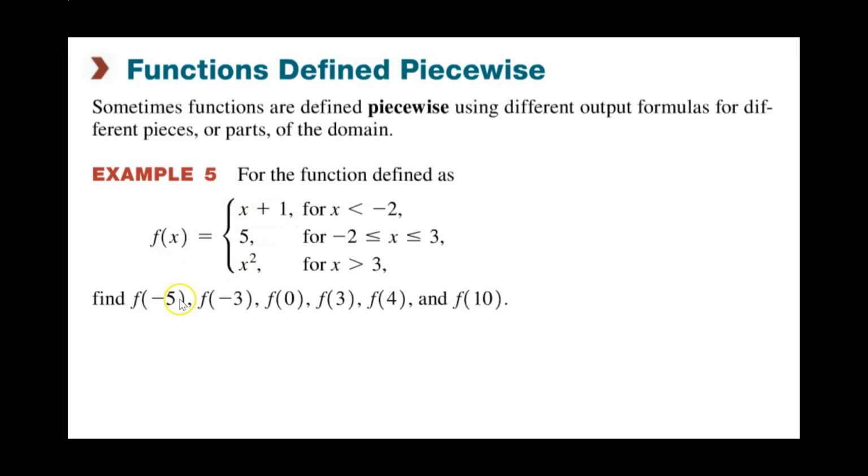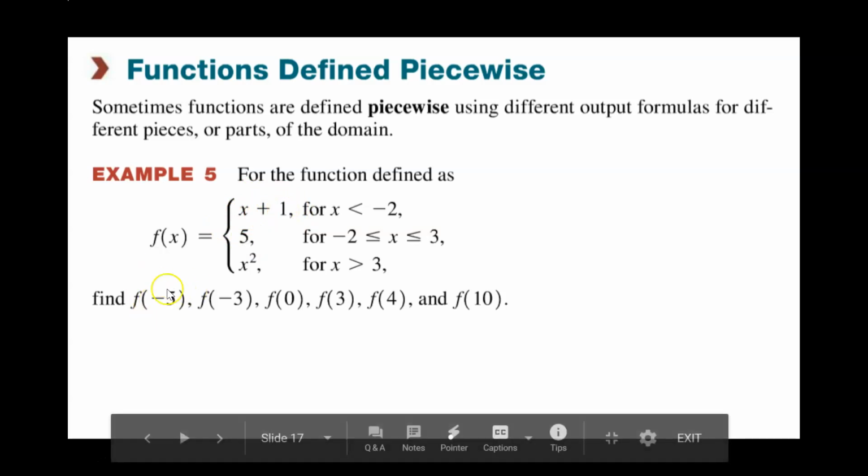And how do we use it? We'll plug this negative 5 only into this function up here. Negative 5 plus 1 gives us negative 4. That's going to be the answer for this function. Same thing goes for this one, negative 3. We figure out which one it should go to: the first one, second one, or the third one. Negative 3 only works with the first one. Plug it in here, get our answer.